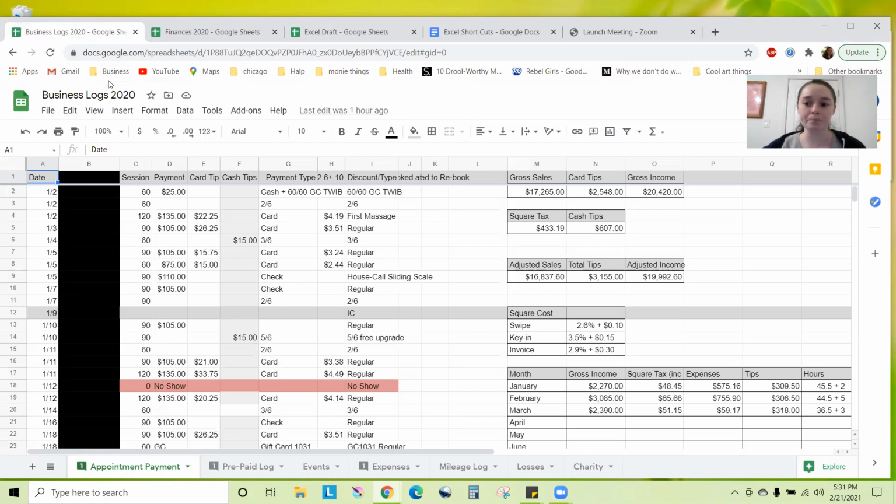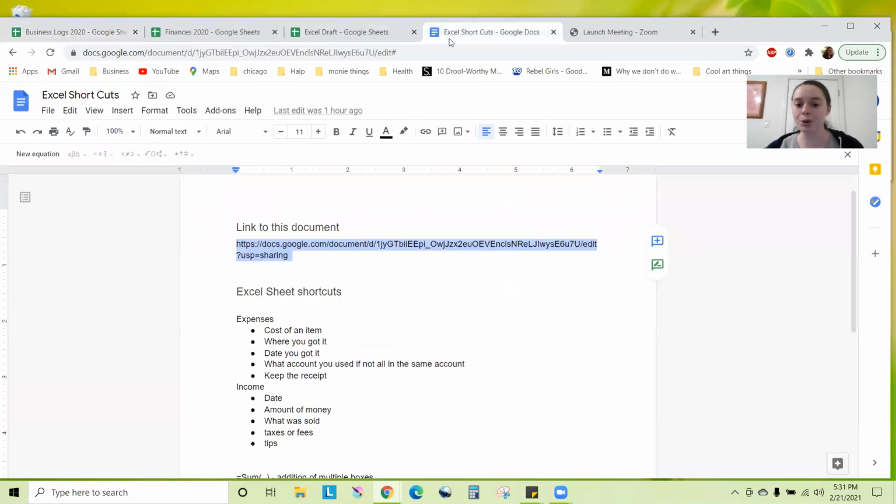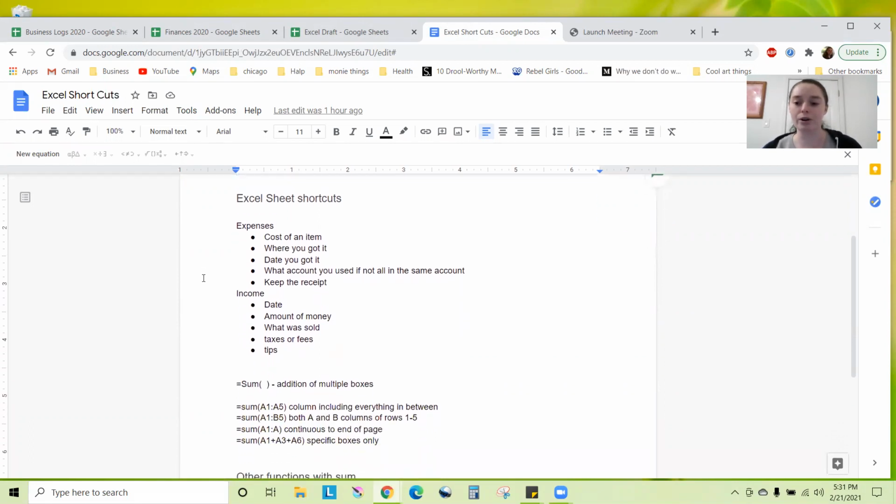So when it comes to finances, there's 2 parts to any accounting. You're going to have your incoming money and your outgoing money. You need to know what's most important to record. When you're talking about expenses or spending money, you want to know what the cost was, what you spent it for, where you spent it, the date that you spent it, and what account you used. If you don't have a single account for business, the account can help you figure out if it was from your personal account, savings account, or your general business account.